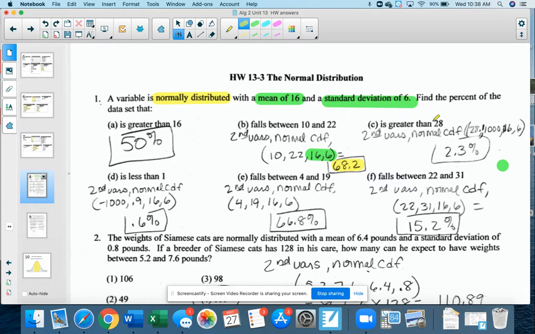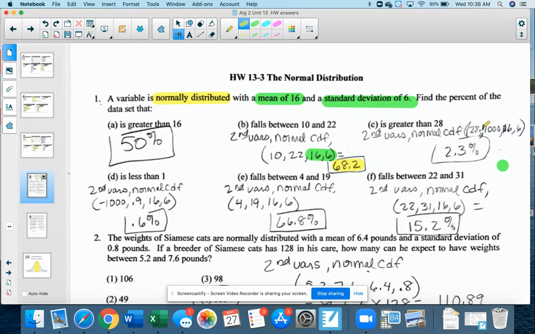I want to know all the scores greater than 28. So again, second vars, normal CDF. My lowest score is 28. Now, if there is no upper score, we just use 1,000. So we use 1,000 for the upper score. If there's no lower score, then I use negative 1,000. It's just easy to put those high numbers in because basically it's going on and on forever and ever.